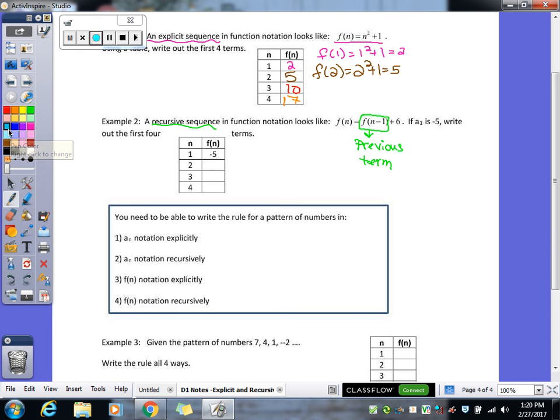So for this rule, we're always taking our previous term and doing what to it? Adding 6. So our first term is negative 5. I already put that in the table for us. So what's negative 5 plus 6? 1. And then plus 6. And then plus 6. There we go. There's a previous term, right? It's 1 plus 6. The f of n minus 1 is telling you to go to your previous term and just add a 6 to it.